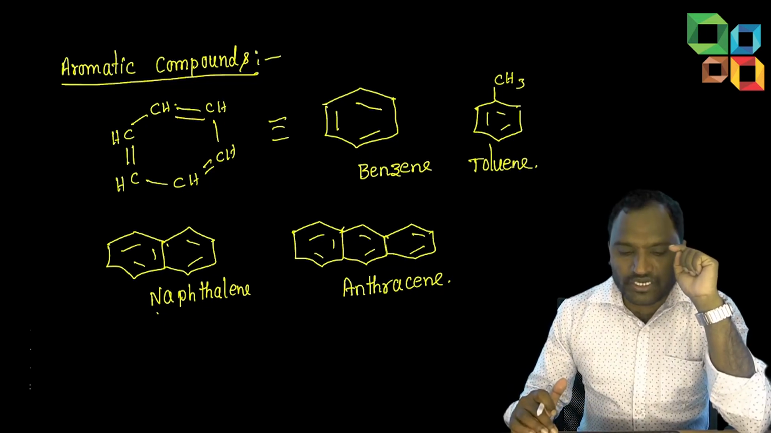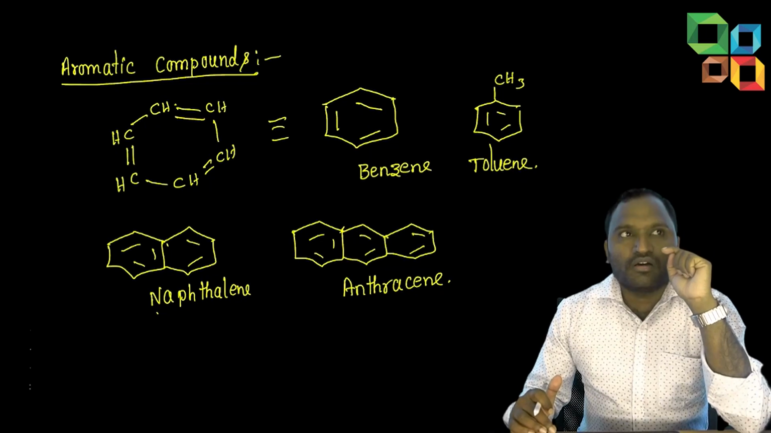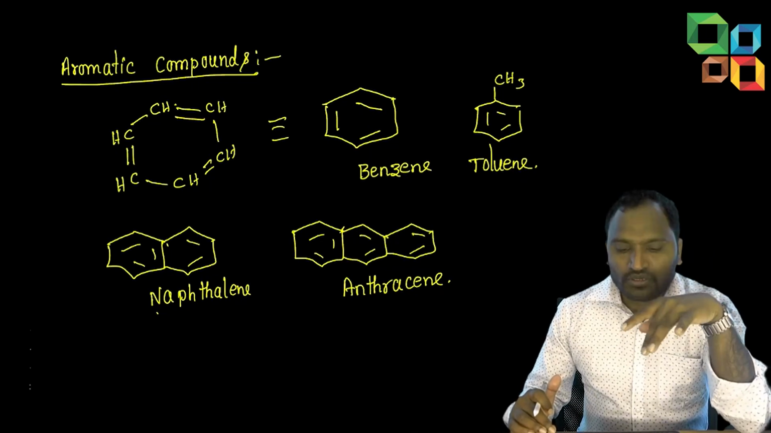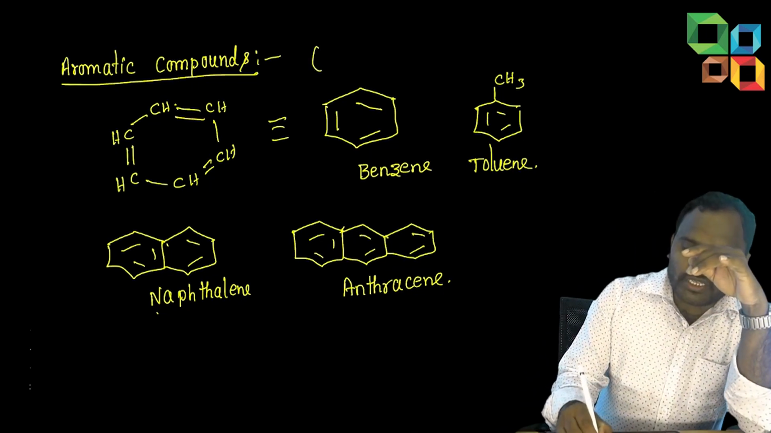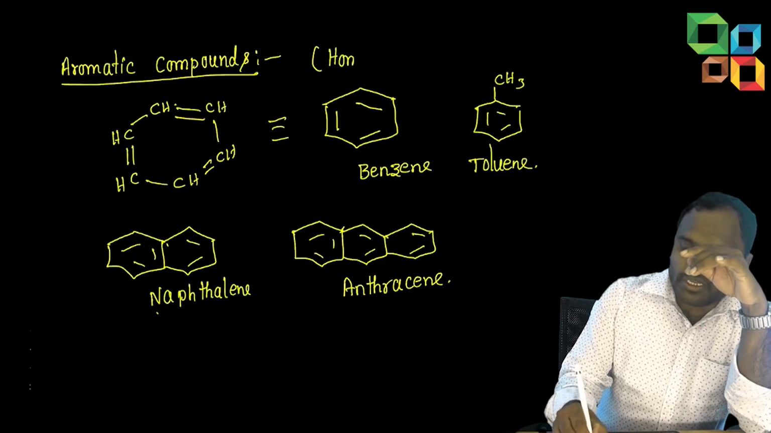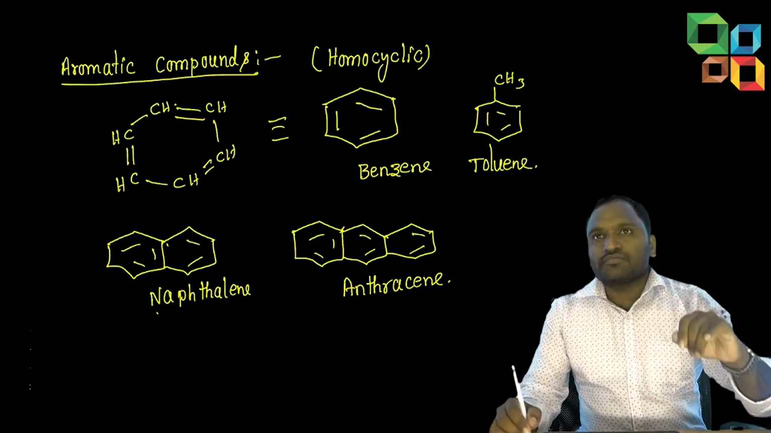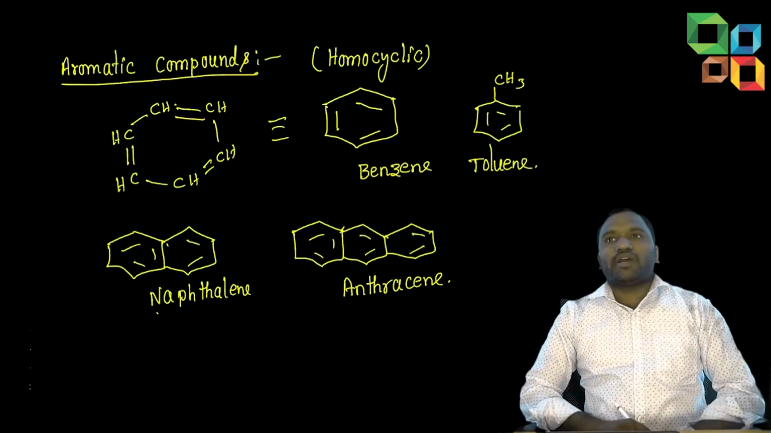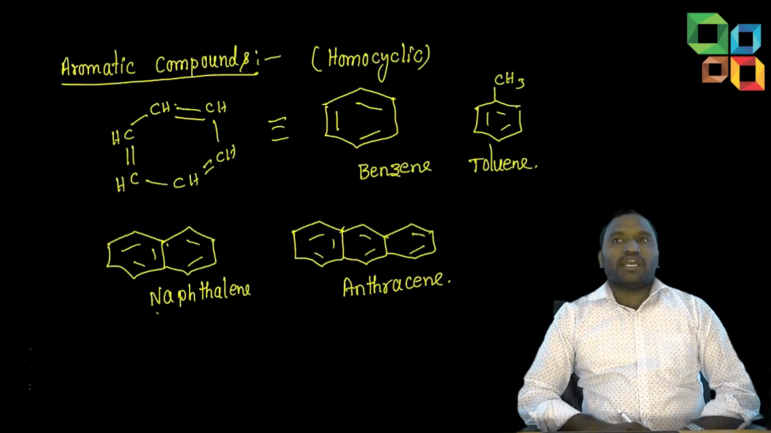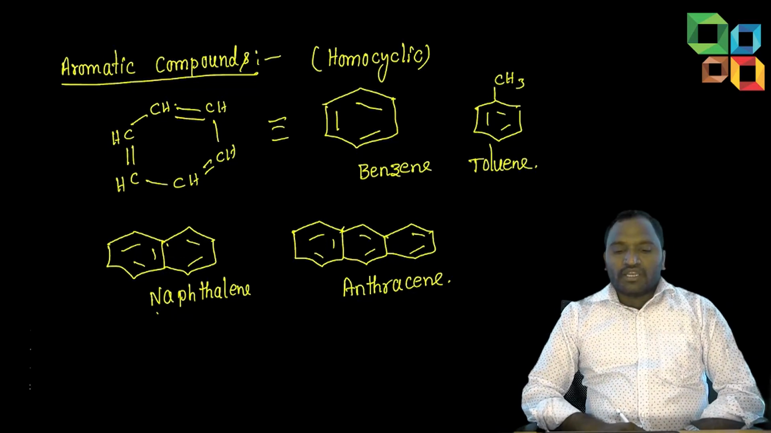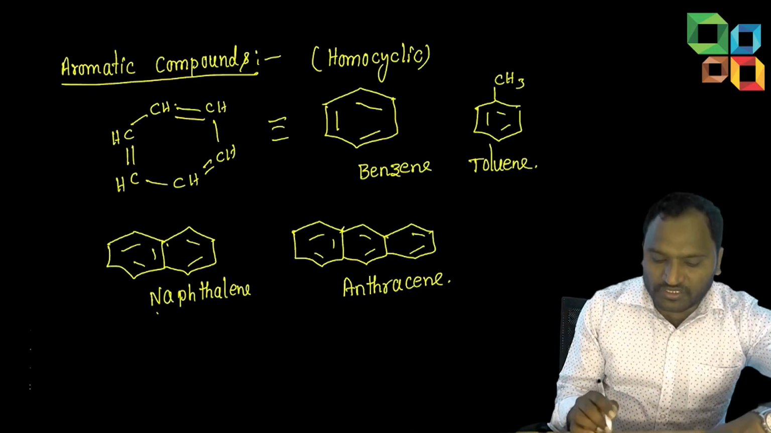These aromatic hydrocarbons, there are two types. Homocyclic. Homocyclic means in these rings only carbon atoms and hydrogens are there. These rings are formed by only carbon and hydrogen atoms. Another type is there, heterocyclic.